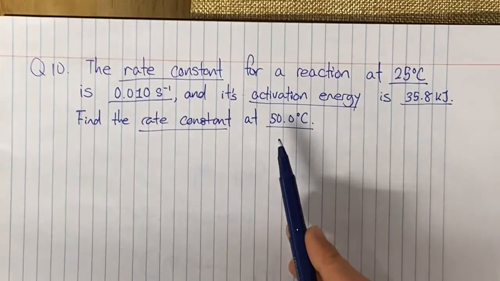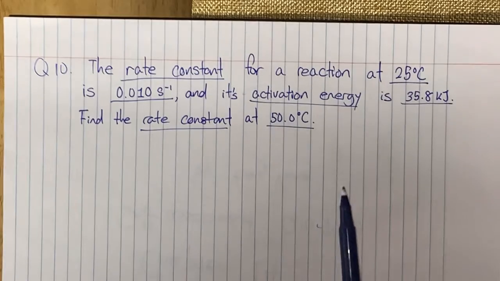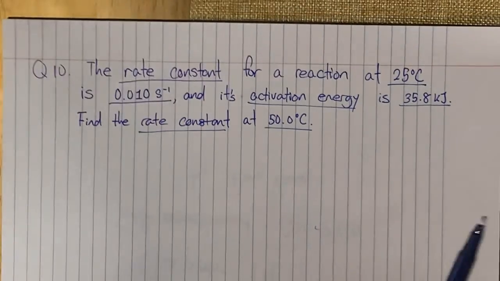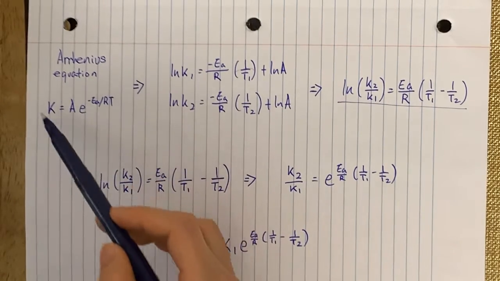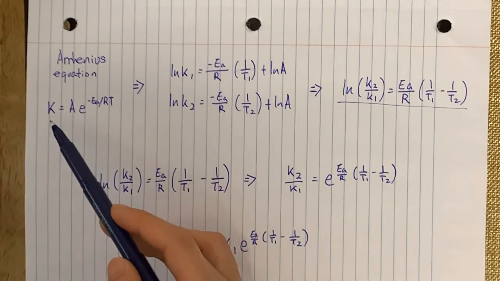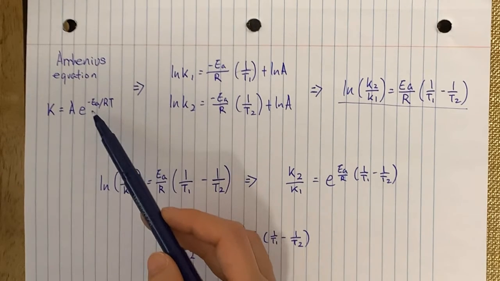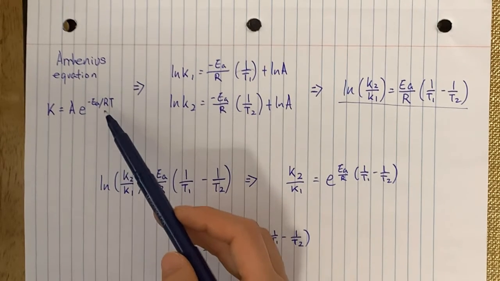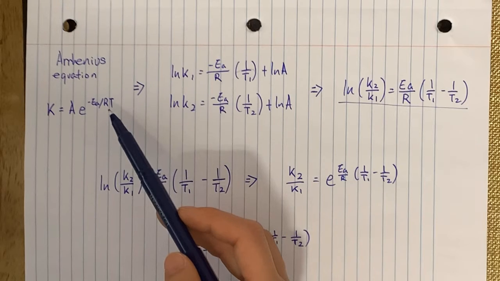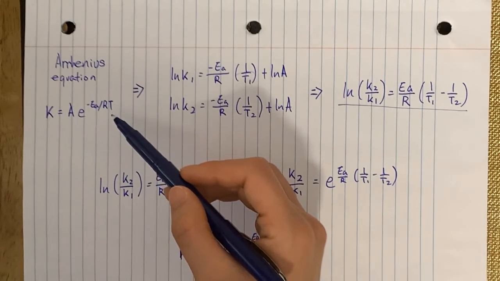In this question, we are asked to find the rate constant of a reaction at a different temperature using the Arrhenius equation. Here we have the Arrhenius equation. K stands for the rate constant for a reaction. A is the collisional frequency factor. EA is the activation energy in kilojoules per mole. R is the universal gas constant, which is 8.314 joules per mole K. And T is the temperature in Kelvin.